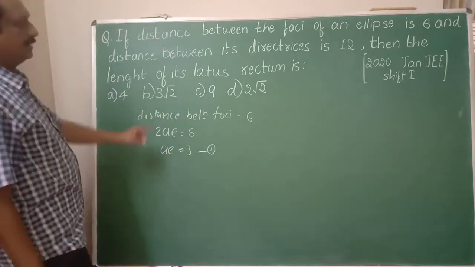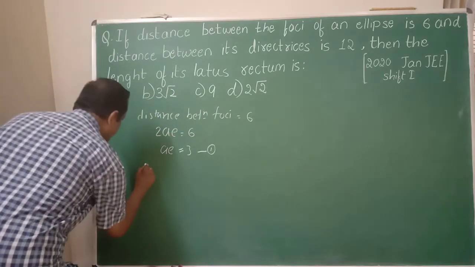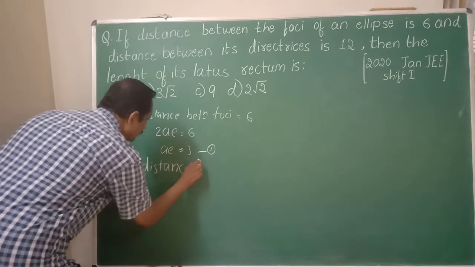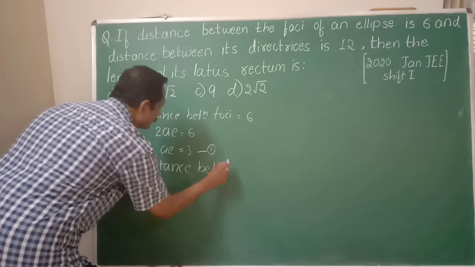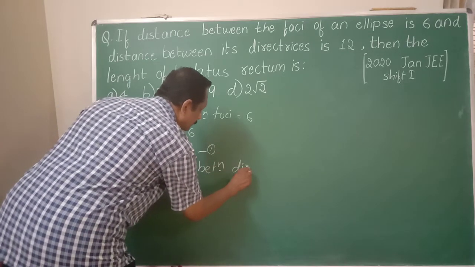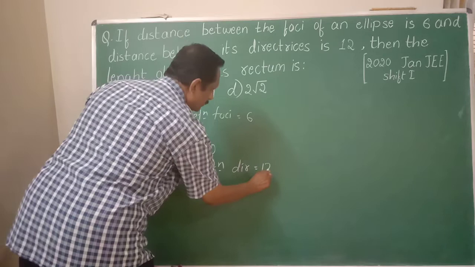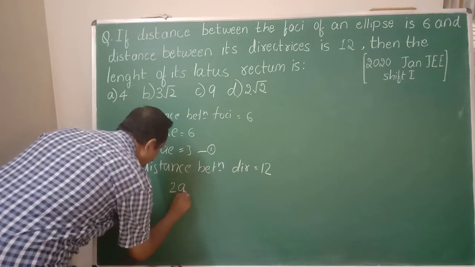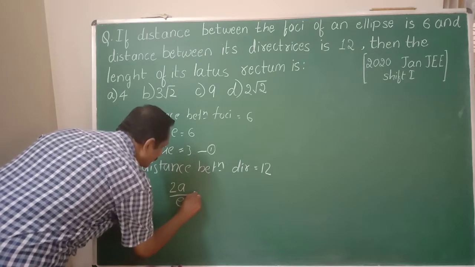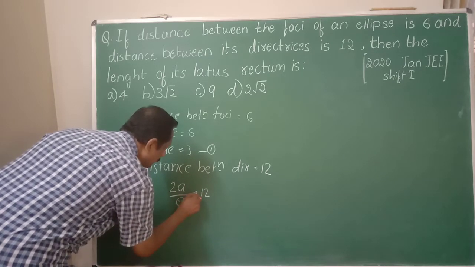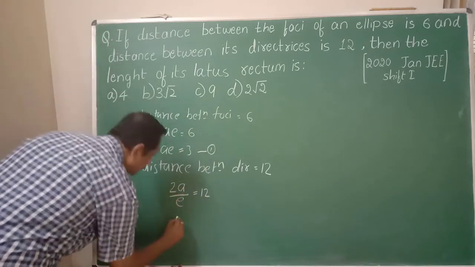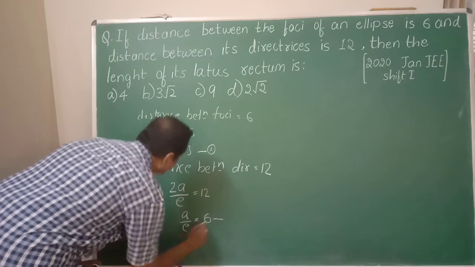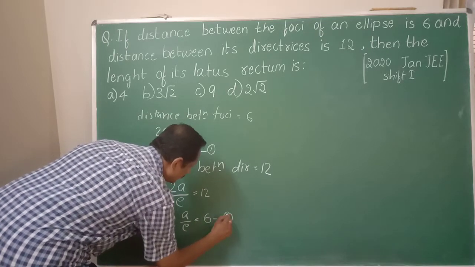Okay, and the distance between the directrices. Distance between directrices is equal to 12. So according to the formula, it is 2a divided by e is equal to 12 here. Okay. Then 2 sixes are 12. Therefore a upon e is equal to 6. Take this as equation number 2 here.